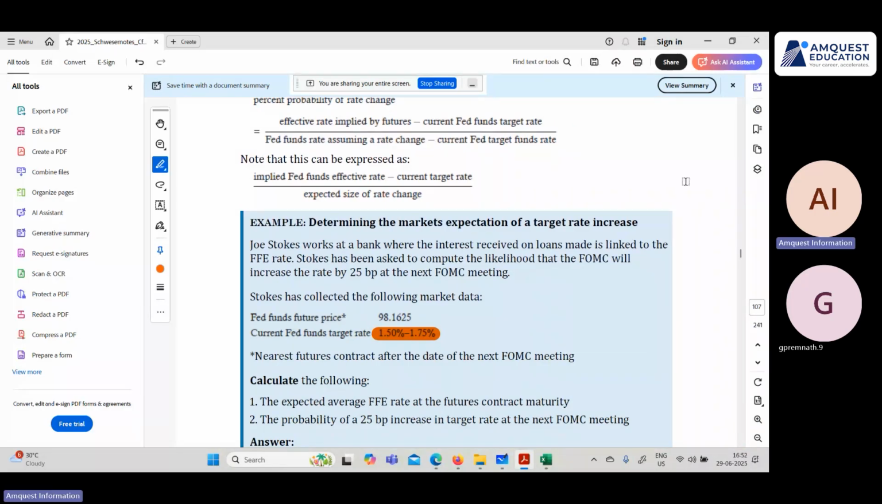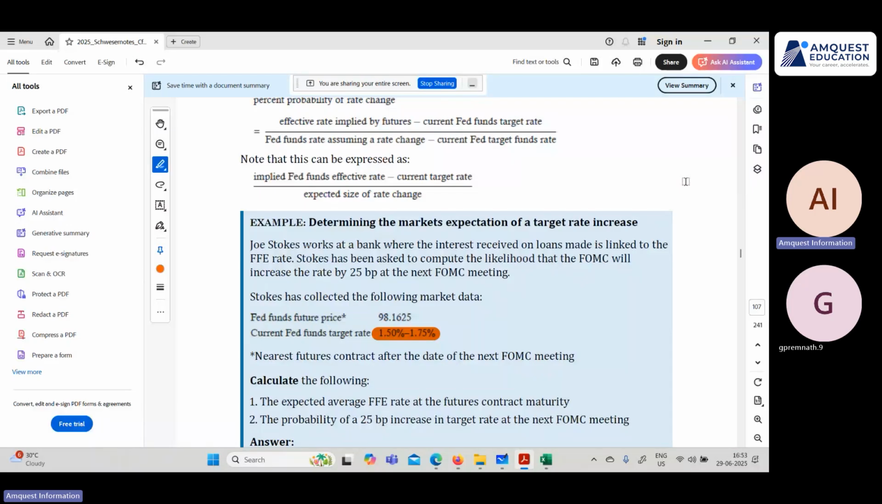So when they use the words, what is the expected average FFE, they are referring to the implied rate. Okay, got it. That'll just be 100 minus the price. Sometimes the language is not very clear, but the expected average FFE rate is the implied rate. Got it. So the implied rate is basically 1.8375.